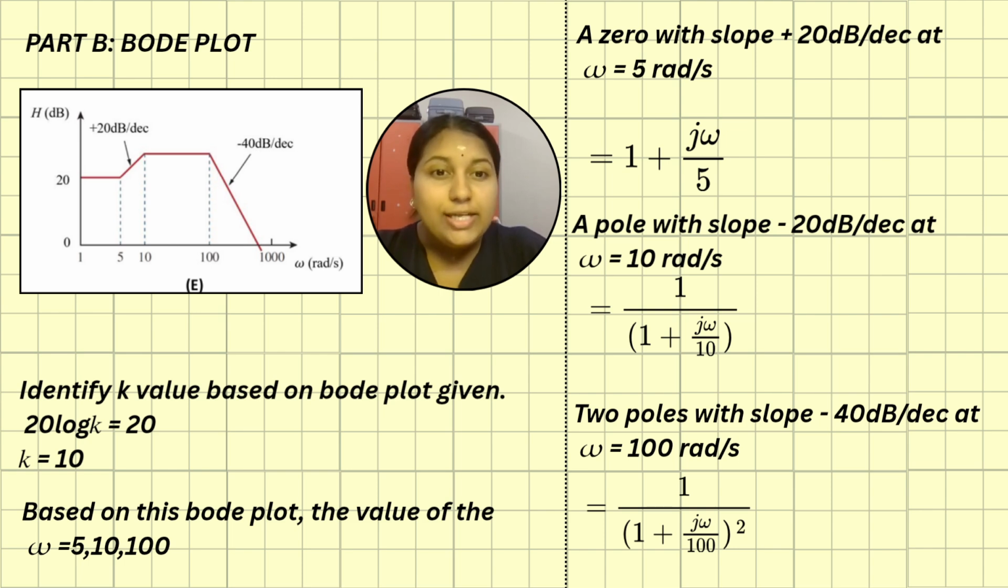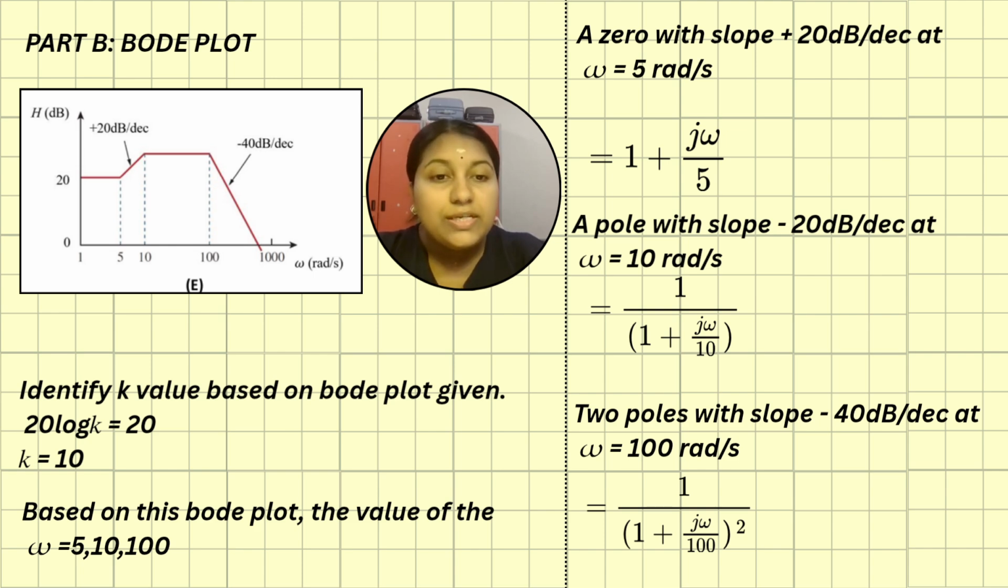As you can see from the Bode plot graph of E, the magnitude response starts off with a 20 dB per decade slope, then it becomes constant at 20 dB, and finally it decreases with a slope of negative 40 dB per decade. The 20 dB per decade slope begins at omega equal to 5 radians per second, indicating the presence of a zero at 5 radians per second.